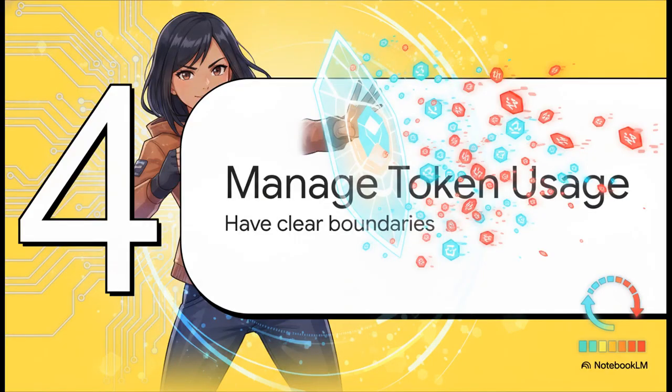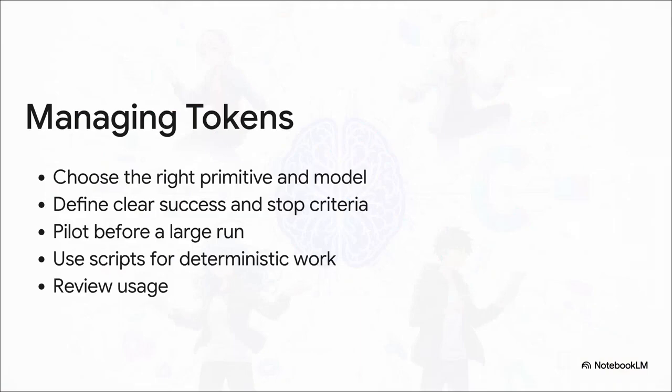Section 4. Managing your token usage. This is a critical concern, especially for senior developers. If you have agents iterating continuously, you can burn through tokens incredibly fast. So how do we actually manage these costs? Well, first, match the model to the task. Please don't use a massive reasoning model just to fix a typo. Second, define incredibly clear stop criteria, so Claude doesn't just over-iterate forever.